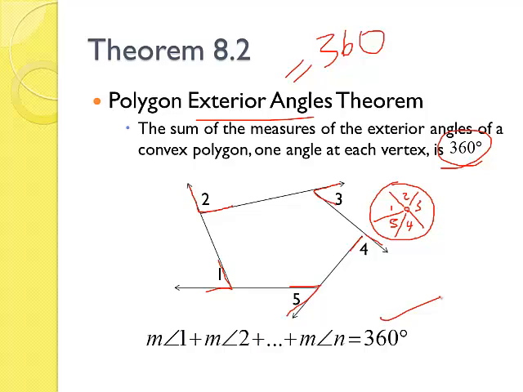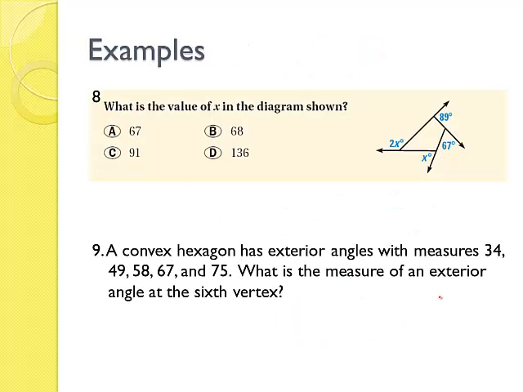So, let's get some application with this. It asks for the value of x in the diagram shown. Looking at the labeling in the diagram, we have one exterior angle here, one here, one here, and one here. We don't really care how many exterior angles we have, because they always will sum to 360 degrees.